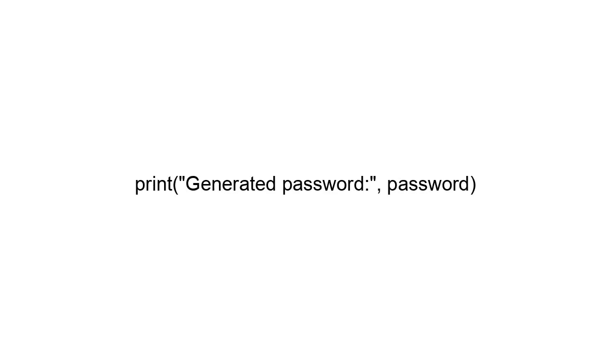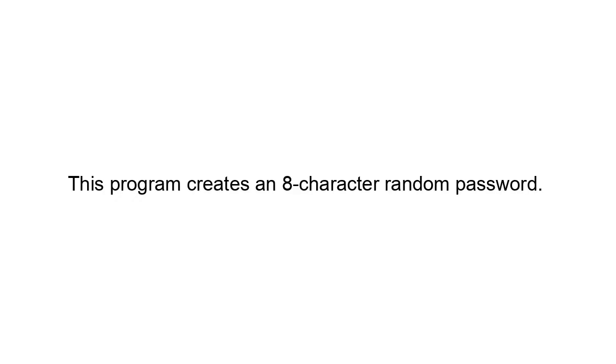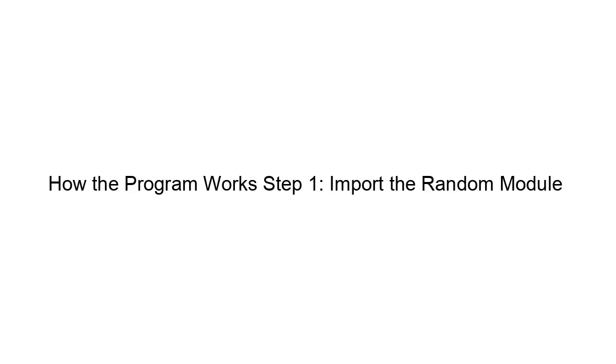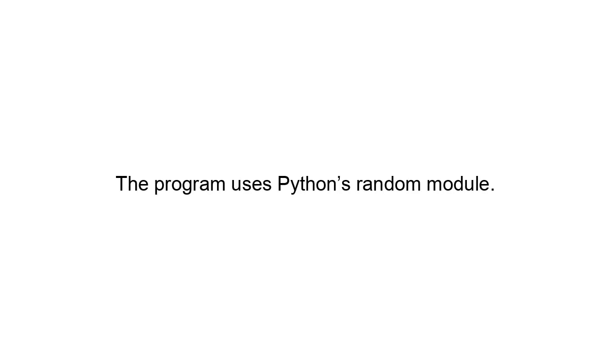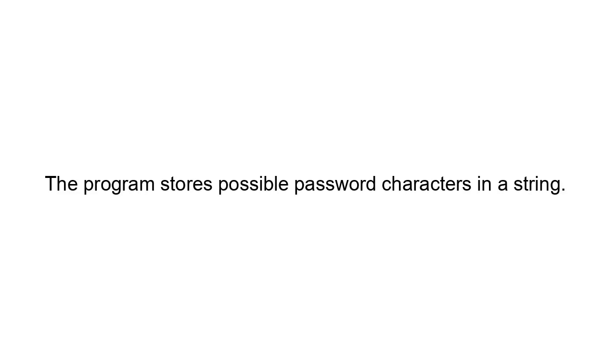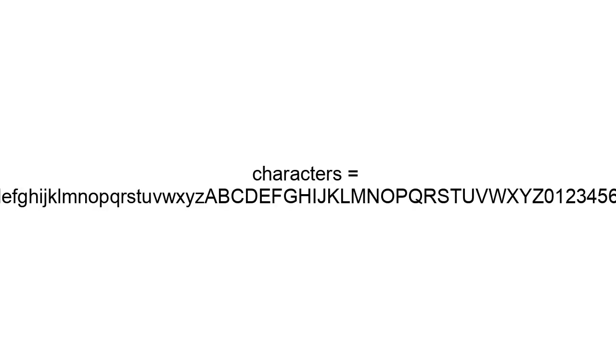How the program works. Step 1. Import the random module. The program uses Python's random module. Example: import random. This helps the program choose random characters. Step 2. Define available characters. The program stores possible password characters in a string. Example: characters equals the lowercase letters, uppercase letters, and digits 0123456789. This includes lowercase letters, uppercase letters, and numbers.